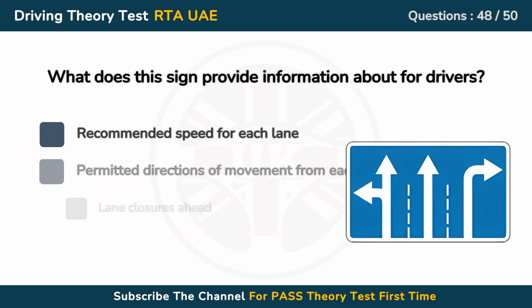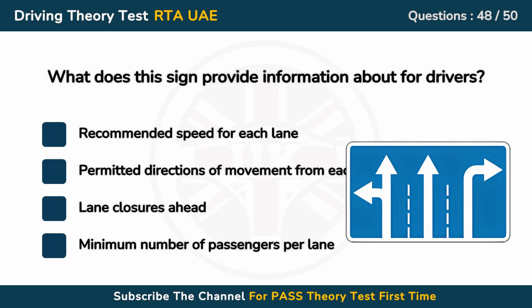Question 48. What does this sign provide information about for drivers? A, recommended speed for each lane. B, permitted directions of movement from each lane. C, lane closures ahead. D, minimum number of passengers per lane.